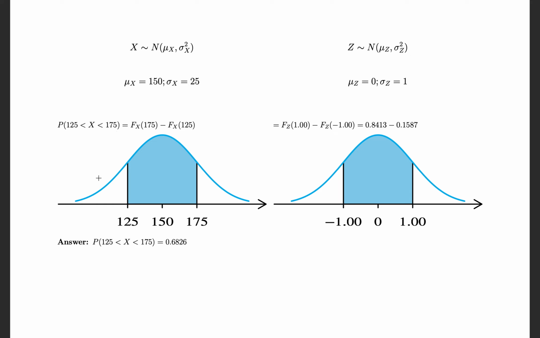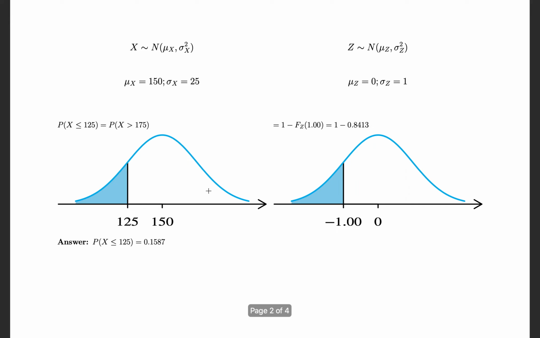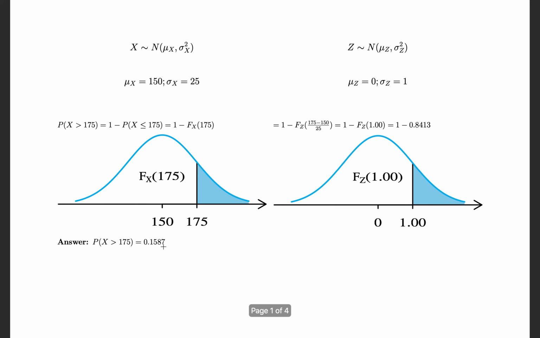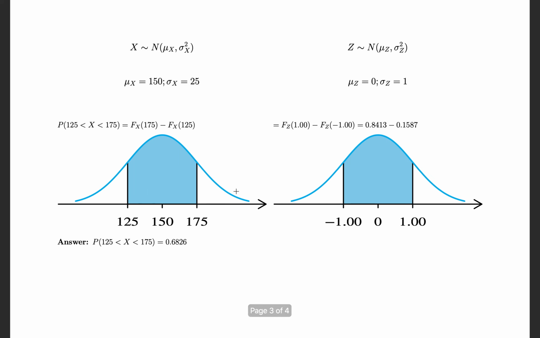Well, we had the areas, both this area and this area, in the previous two examples. So this area was 0.1587, and this area also 0.1587. So we could just take 100% minus this area minus this area.